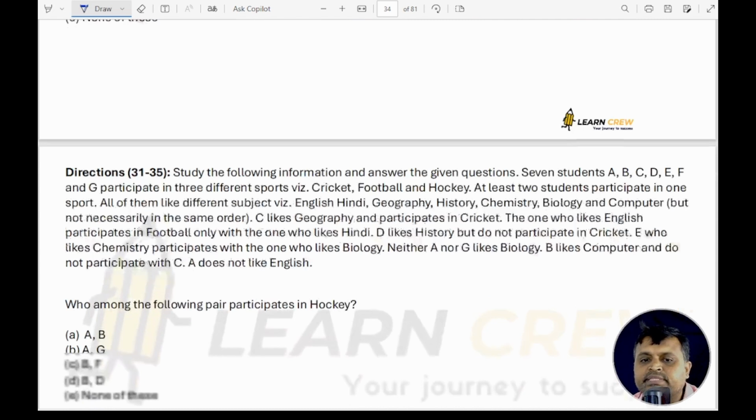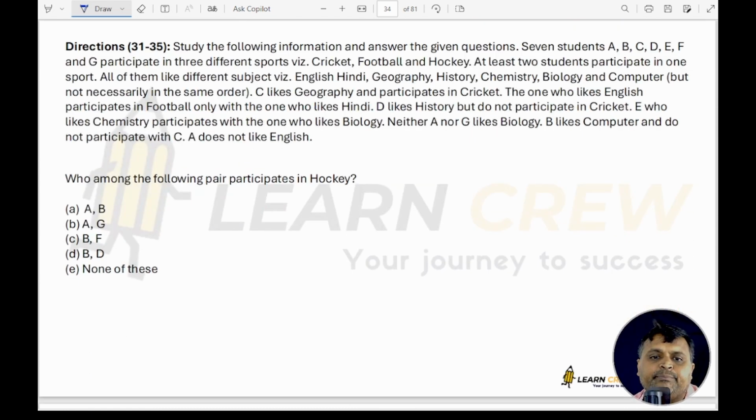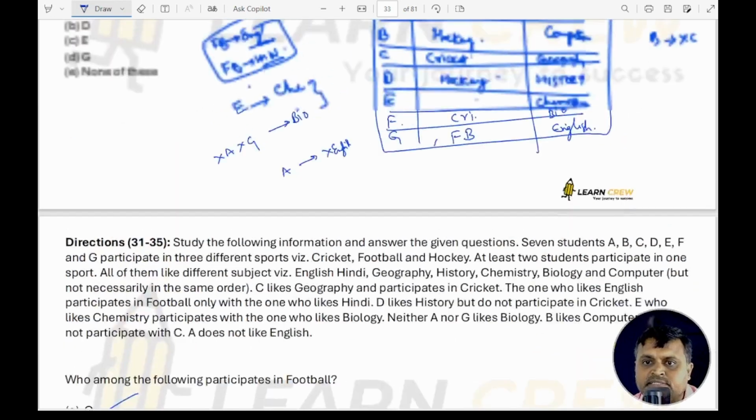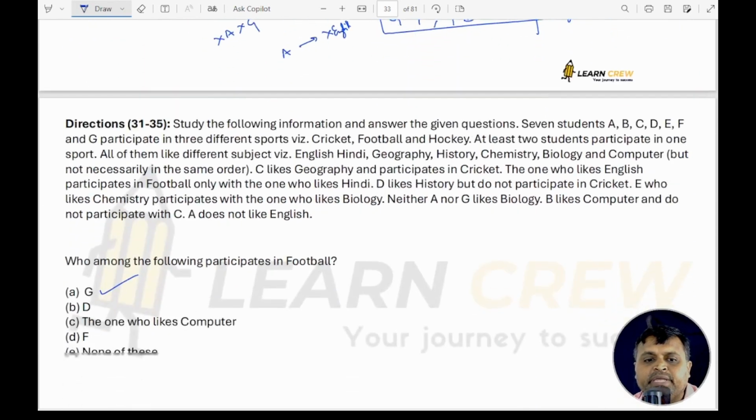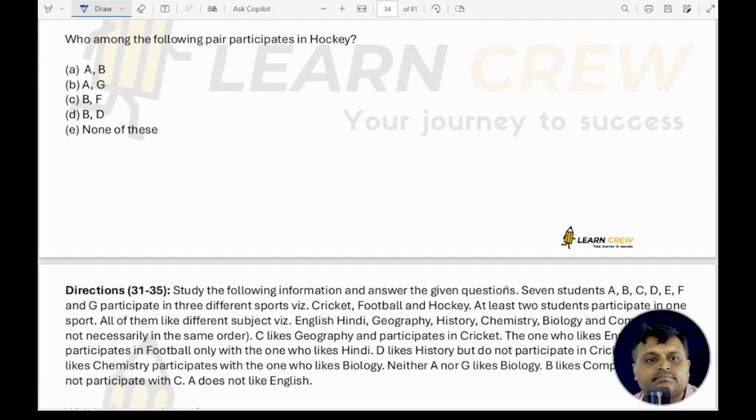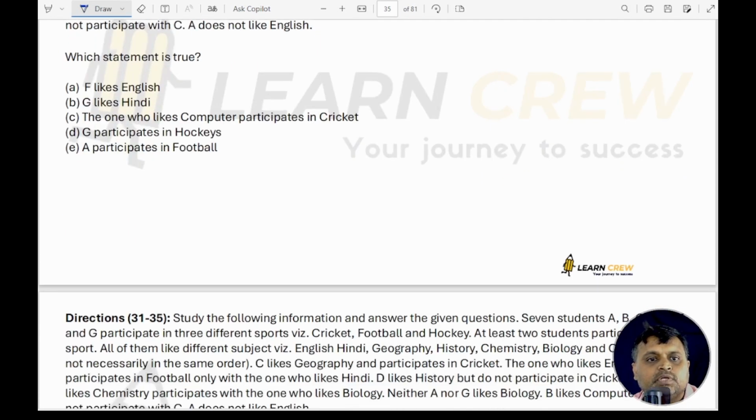Here we have G. Next one: who among the following pair participates in hockey? Hockey, there are two persons, B and D. Next. Which statement is true? F likes English. G likes English. Is it that F likes English? No. G likes English? True. G likes Hindi? Wrong.